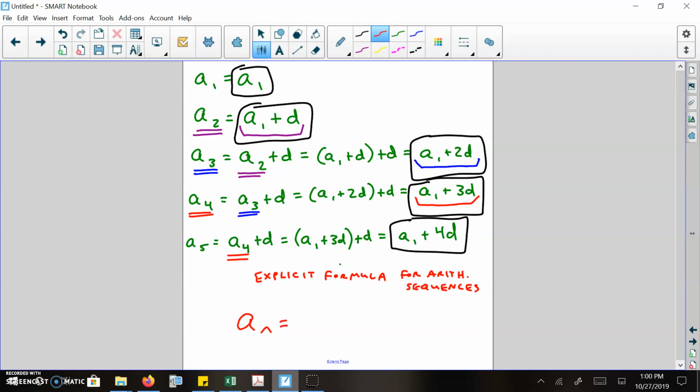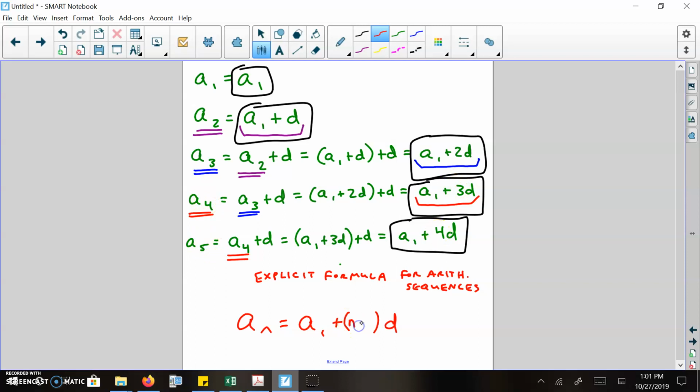Okay, a sub n. Notice all of these have an a sub 1. Now, I'll start with number 2, our second term. When we're on our second term, this is 1 times d. When we're on our third term, it's 2 times d. On our fourth term, it's 3 times d. On our fifth term, it's 4 times d. Well, what's happening? Every single time we're multiplying by d. What are we multiplying by d? We're taking the number of the term and subtracting 1. When we're at the fourth term, we're multiplying by 3. When we're at the fifth term, we're multiplying by 4.